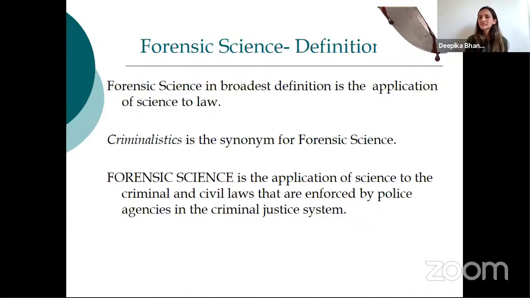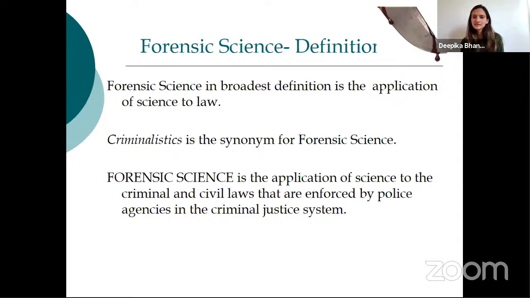Another definition is the application of science to the criminal and civil laws. Not only criminal laws, but also civil laws. Civil laws are pertaining to property, forgery, and all these. These are laws that are enforced by police agencies in the criminal justice system.